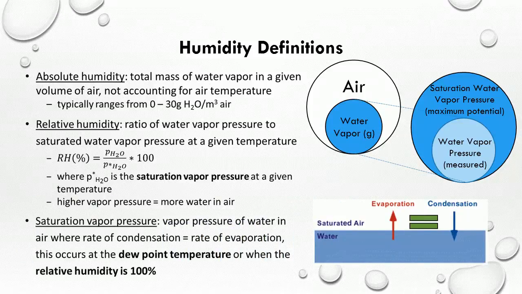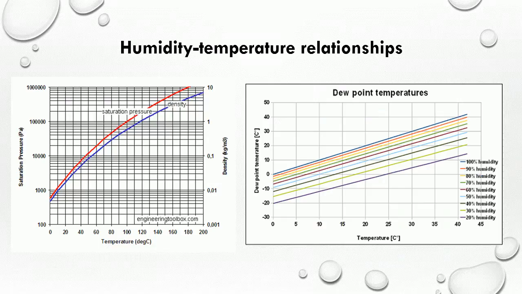The saturation vapor pressure occurs when a surface of water is in equilibrium with the air. That is, when the rate of liquid water evaporation and condensation are the same. Air is said to be saturated with water vapor when the air temperature equals the dew point temperature, or when the relative humidity is 100%.